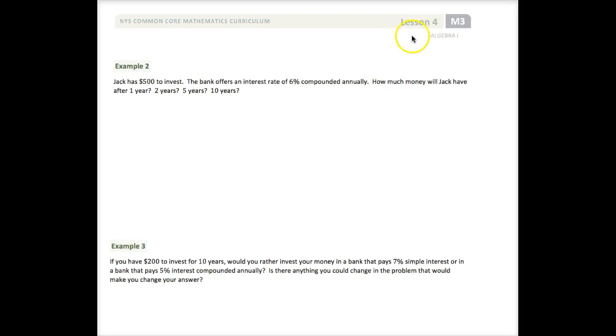Okay, lesson 4, module 3, student page 19. Jack has $500 to invest. The bank offers an interest rate of 6%. It's wise to go ahead and convert this to a decimal because that's what we're going to use.